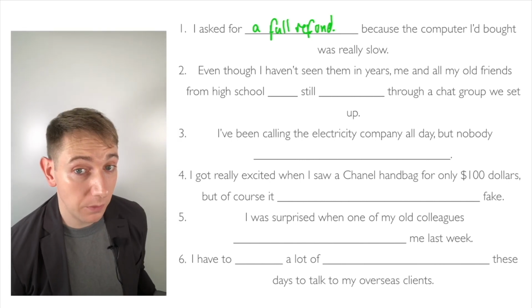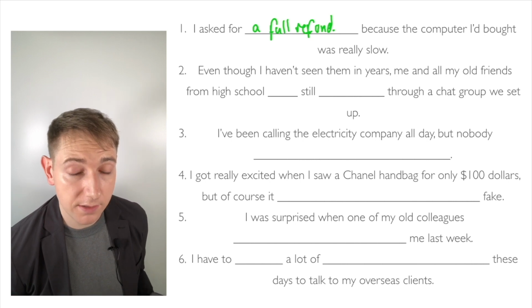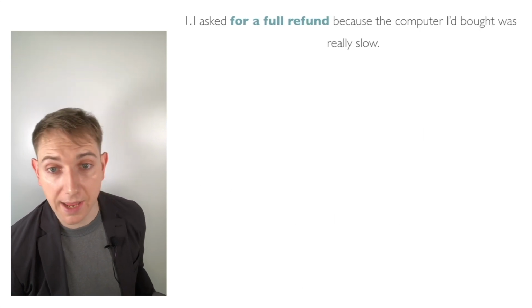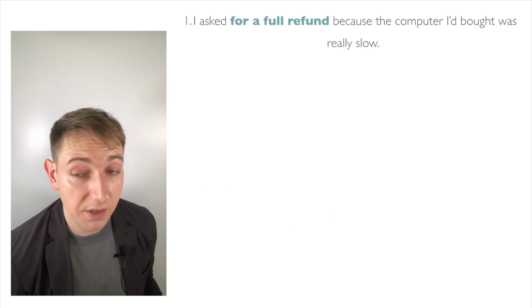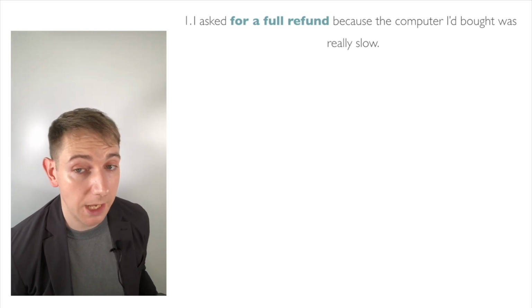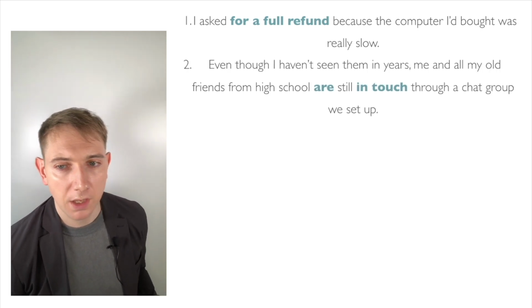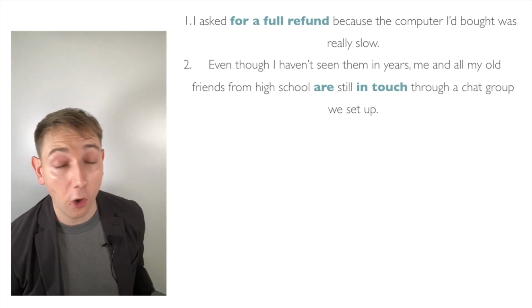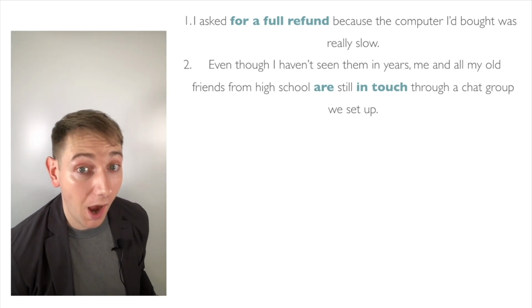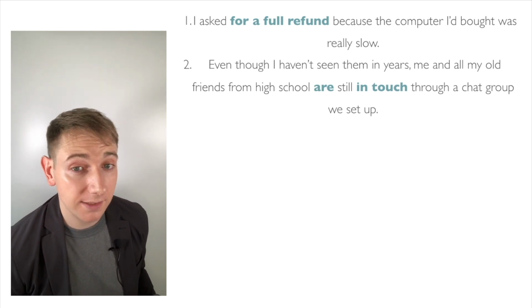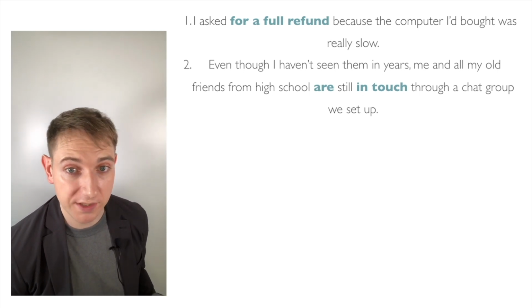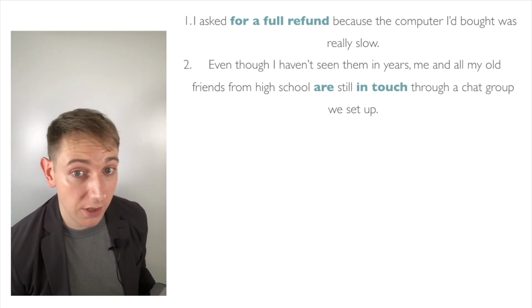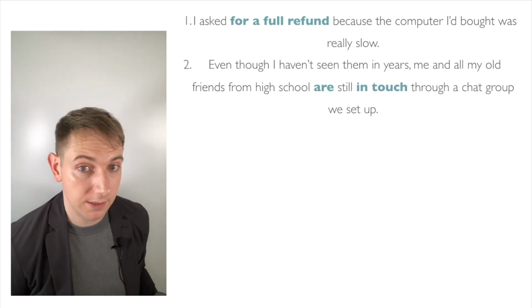Okay guys, so hopefully we've finished those now. Let's check our answers. So the first one, it was I asked for a full refund because the computer I bought was really slow. The next one, it was this one. Even though I haven't seen them in years, me and all my old friends from high school are still in touch. We are still in touch through a chat group we set up. So we contact each other regularly. We are still in touch.